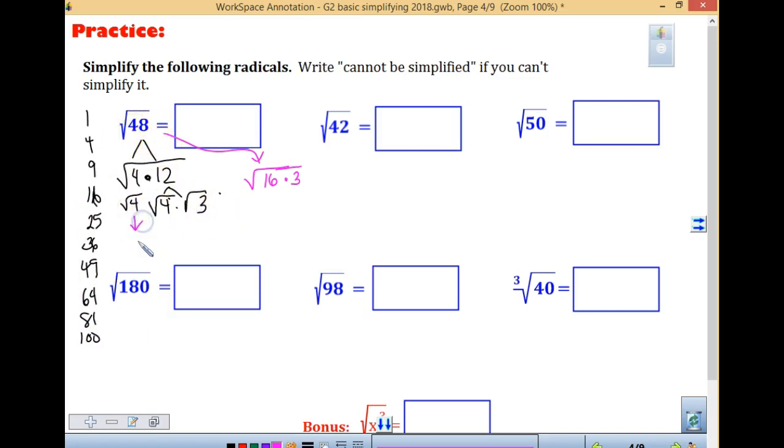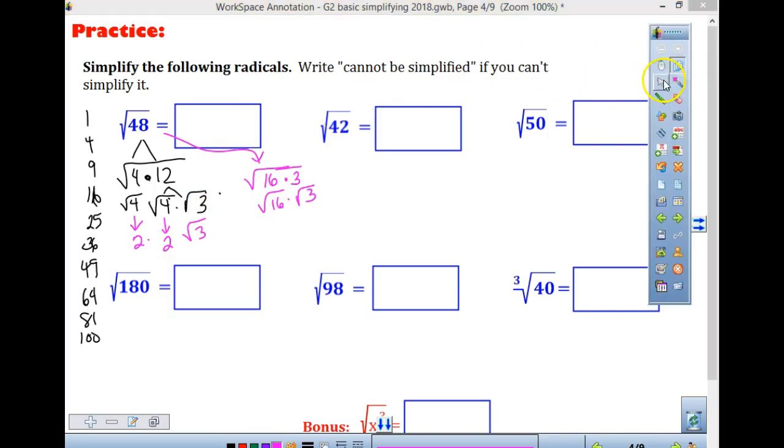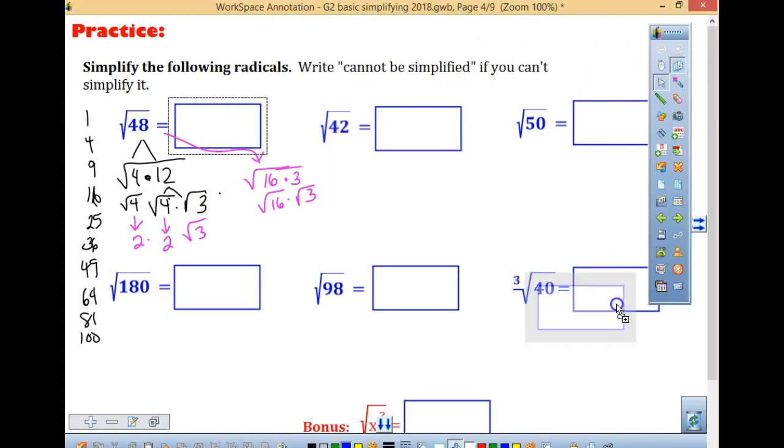Here you're going to look at what's the square root of 4? 2. So 2 times the square root of 3. Here you're going to be looking at the square root of 16 times the square root of 3. To me, this one's a lot easier, but you have to recognize that 12 was not a perfect square and there's a perfect square that divides into it. Both answers are going to give us 4 square root 3.